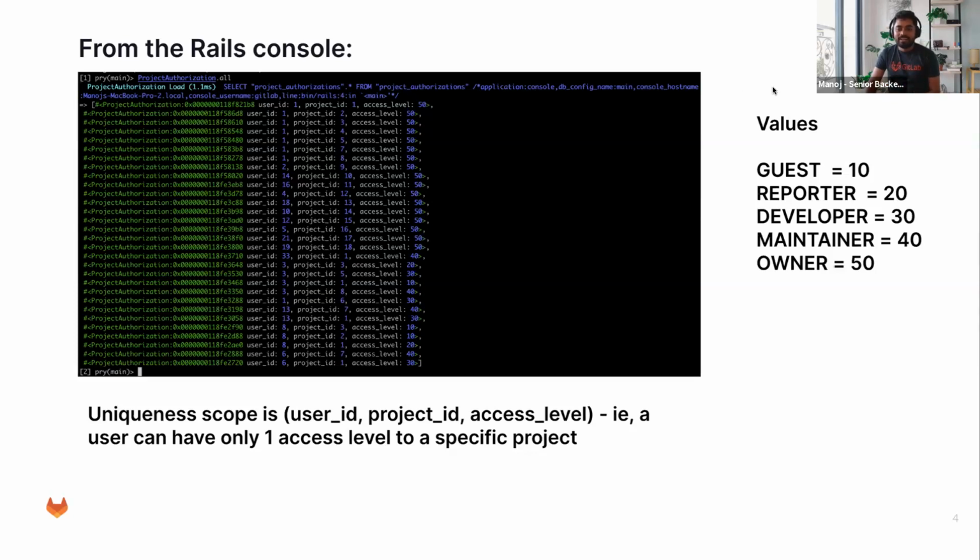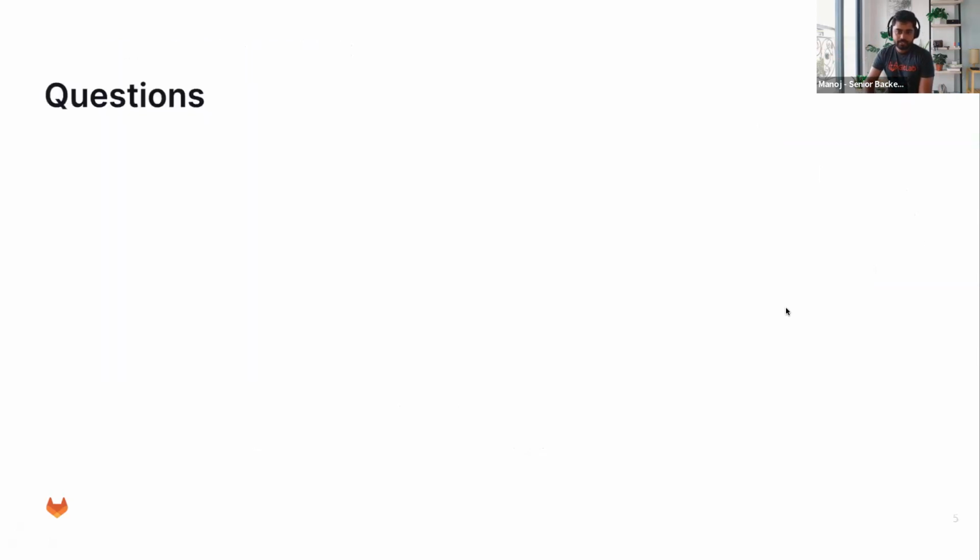Yes. So there is a uniqueness scope on user ID, project ID, access level combinations, which means that a specific user can have only one kind of access level to a project. You can be a maintainer in one project, but you cannot also be an owner of that project. So it's always unique that way. That is one of the constraints we have on the table. Next slide.